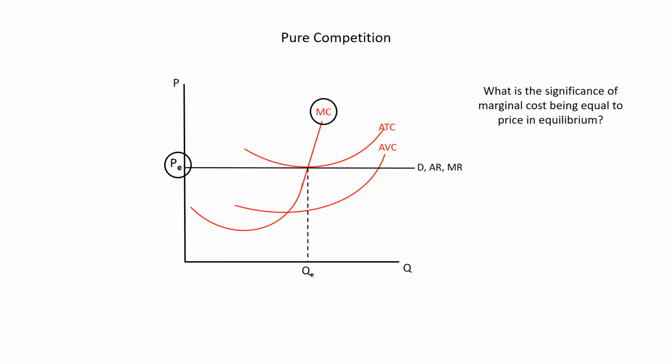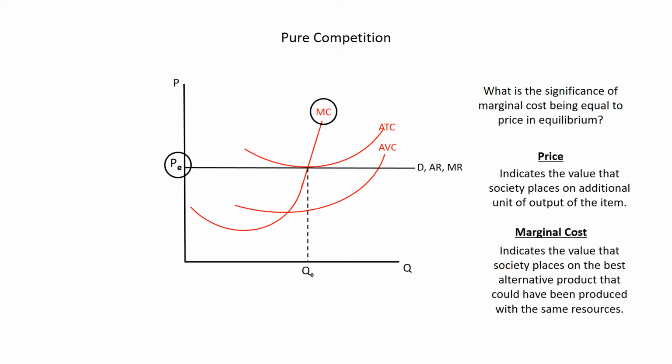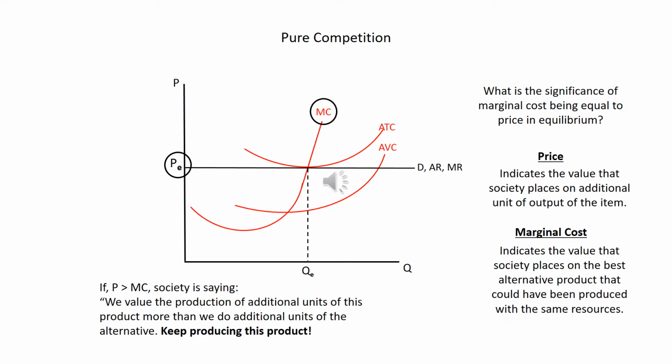What is the significance of marginal cost being equal to price at equilibrium? Think of it this way. The price that consumers are willing to pay for an item represents the value that society places on an additional unit of the item. Marginal cost, on the other hand, indicates the value that society places on the best alternative product that could have been produced with those same resources. If price were greater than marginal cost, society would be saying, we value the production of additional units of this product more than we do additional units of the alternative.